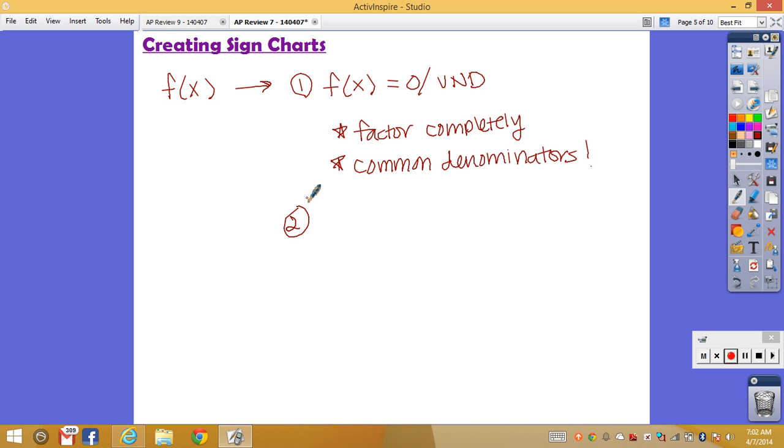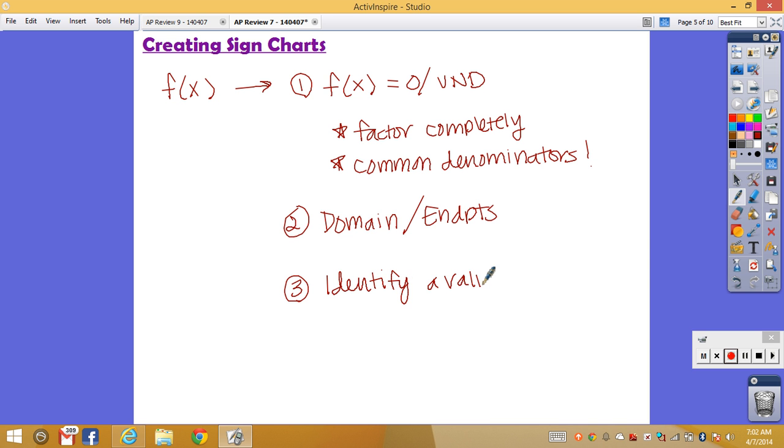When you create your sign chart, double check your domain and endpoints, just to make sure. And then 3, identify a value in each interval.